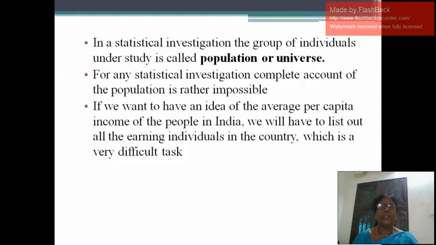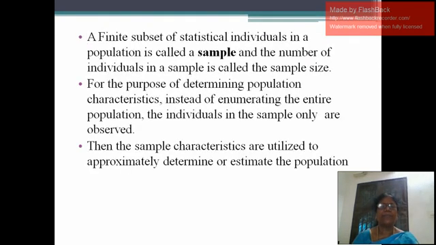Here we will be discussing the population and the sample. In a statistical investigation, the group of individuals under study is called the population, and from which we are selecting some samples or the individuals, that is known as sample. A finite subset of statistical individuals in a population is called a sample, and the number of members in that sample is called sample size. The sample characteristics are utilized to approximately determine or estimate the population.